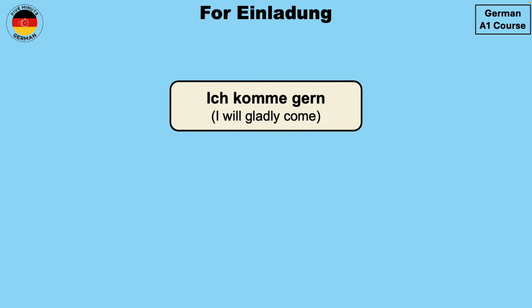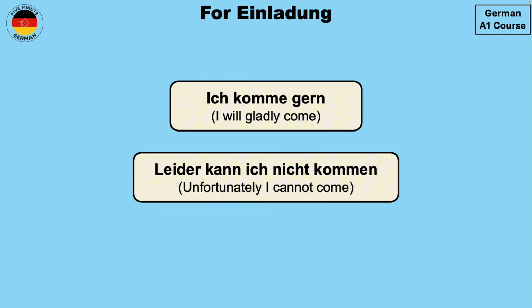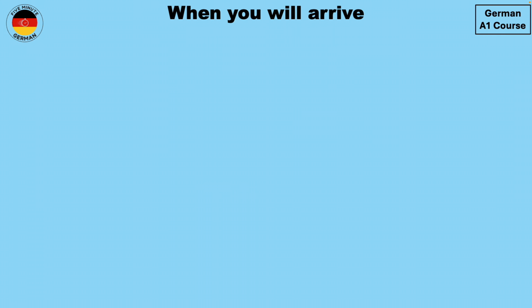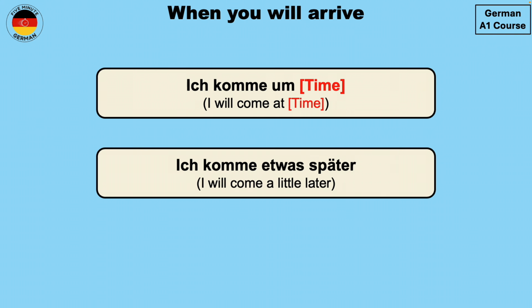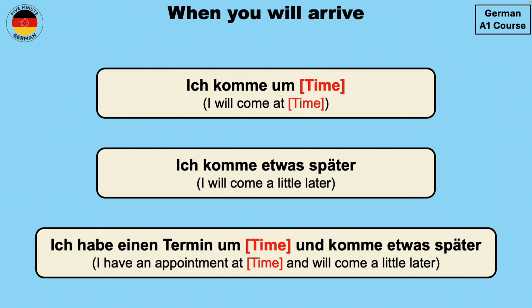Now in case of an invitation, which is an Einladung, if you plan to go, then you can say Ich komme gern, I will gladly come. And if you are not able to go, then you can say Leider kann ich nicht kommen. Unfortunately, I cannot come. If you have to tell someone when you will arrive, then you can say Ich komme and then the time. And if you want to just tell I will come a little later, then you can say Ich komme etwas später. I will come a little later. And you can also extend this sentence by saying Ich habe einen Termin 14 Uhr und komme etwas später. I have an appointment at this time and will come a little later.